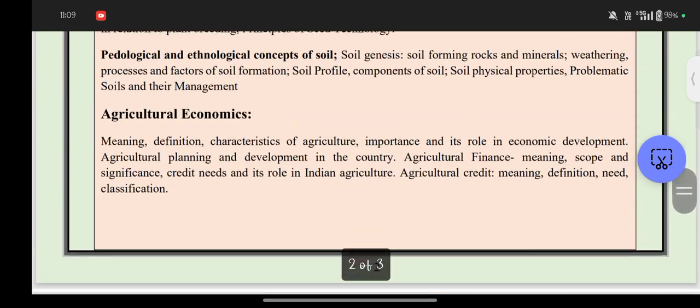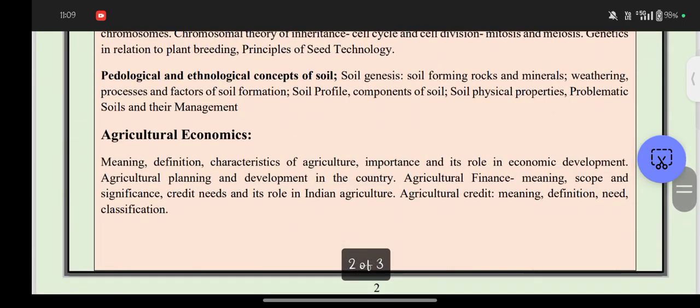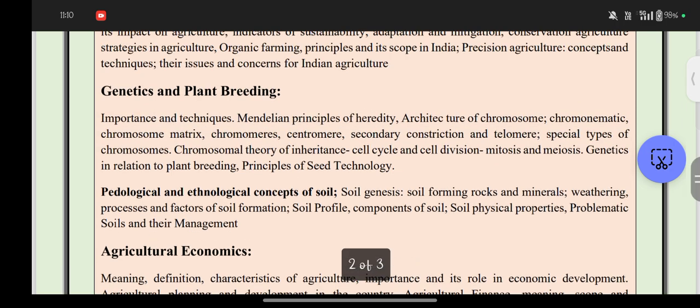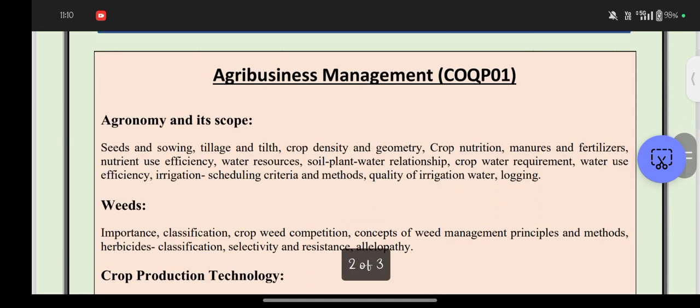After that, the pedological and edaphological concepts of soil. There is soil genesis. In this, soil forming rocks and minerals, weathering process and factors of soil formation, soil profile, components of soil, soil physical properties, and problematic soils and their management. These are the topics you need to study for this topic in this exam.